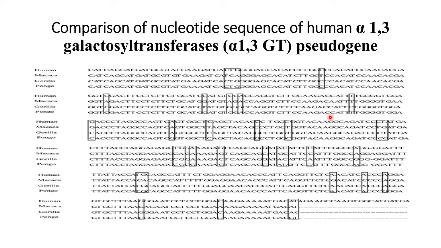There is also the case where we can see that the nucleotide is different in the first and fourth, however, it is similar to the first and third. So there is always a point where there is a mismatch of nucleotide between the human inactive alpha galactosyl transferase pseudogene and the alpha galactosyl transferase genes that are active in different organisms.